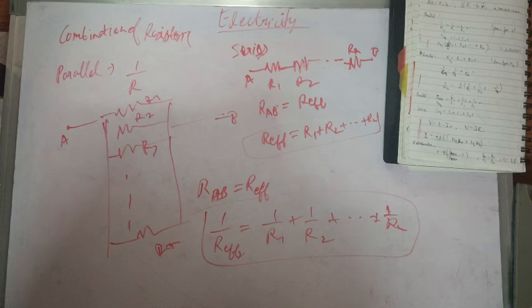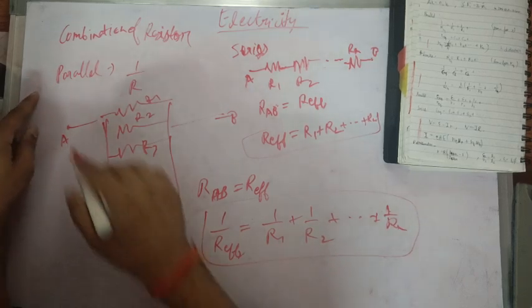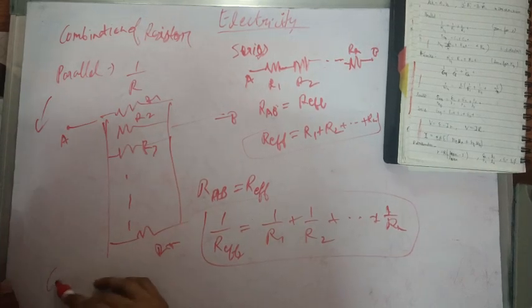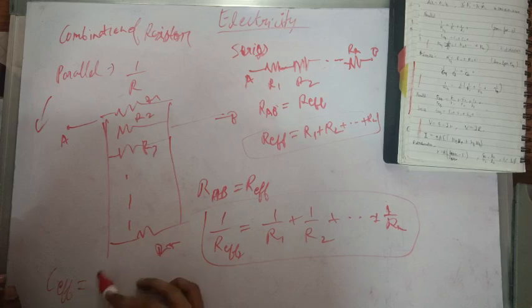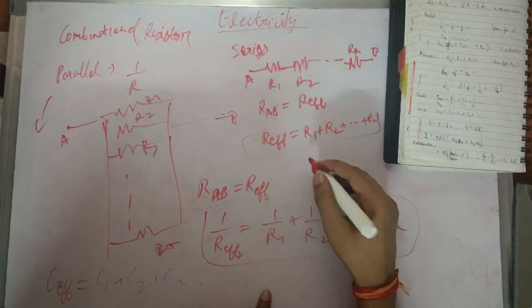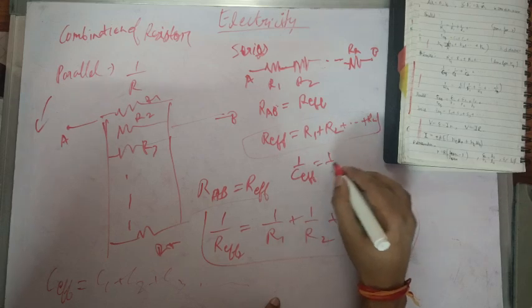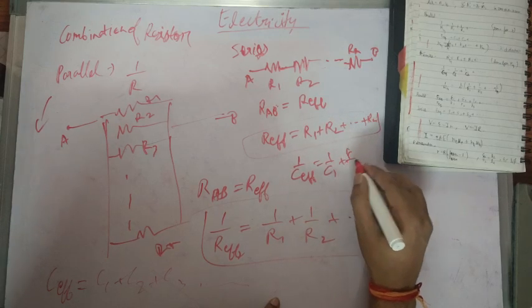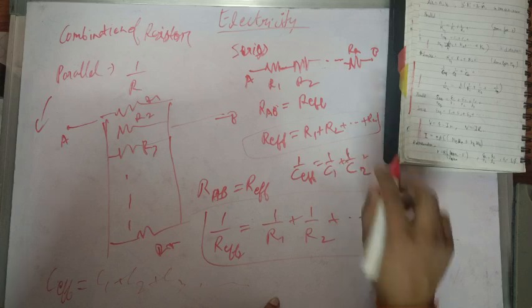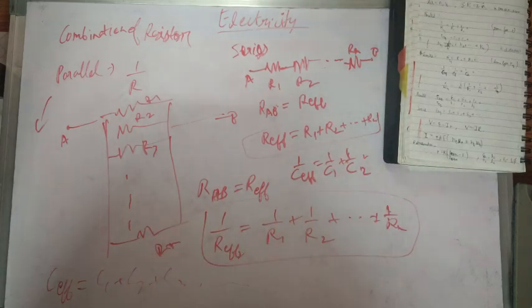Now in case of capacitance, in the parallel case, the effective capacitance is given by C1 plus C2 plus C3 and so on, and in case of series, C effective is given by 1 upon C effective is equal to 1 upon C1 plus 1 upon C2 plus dot dot dot for capacitors.